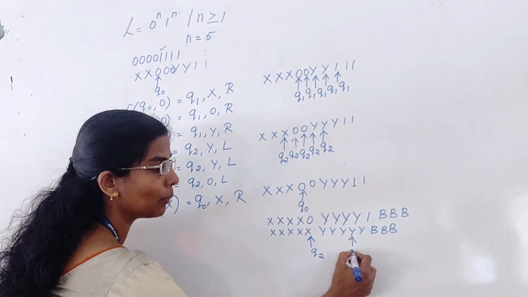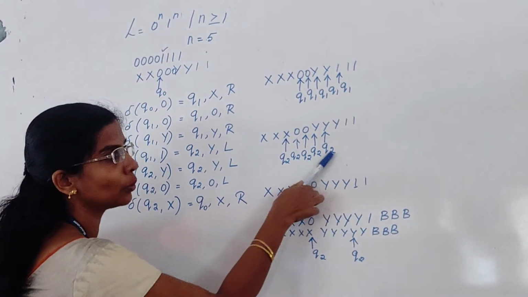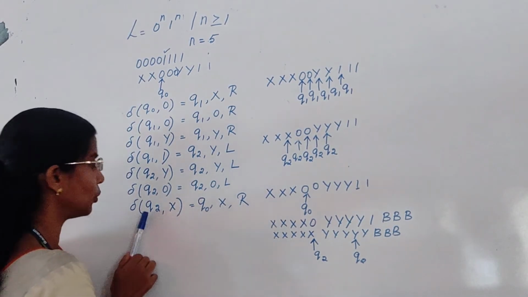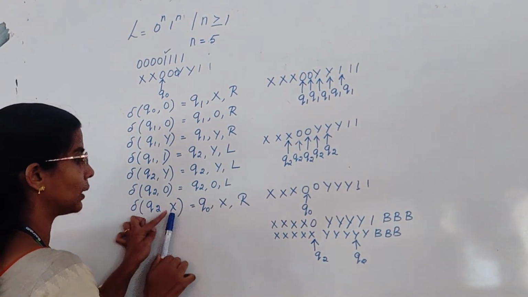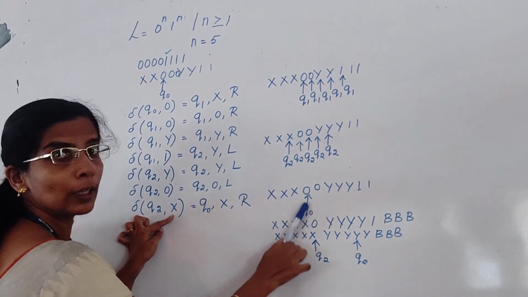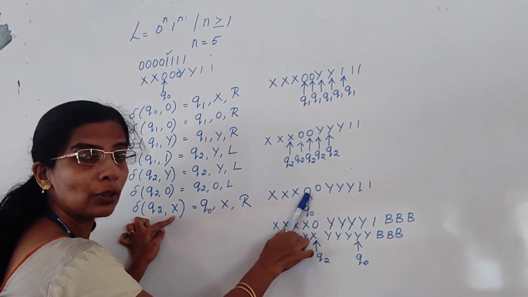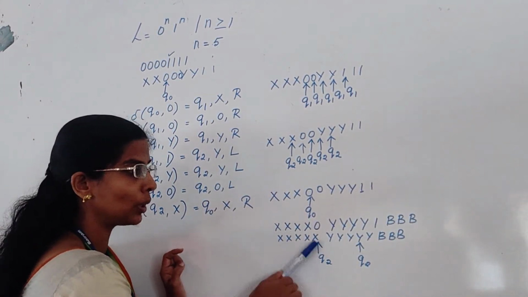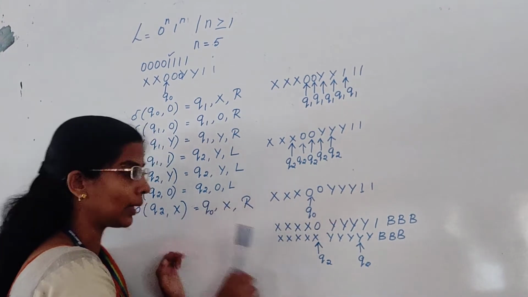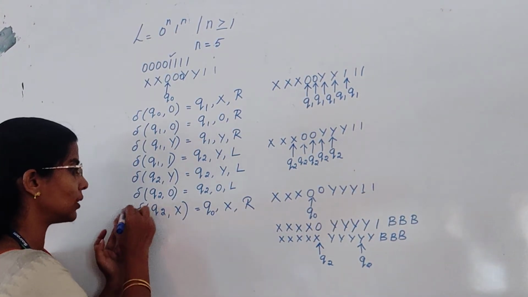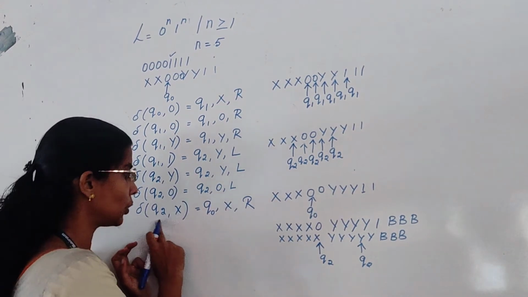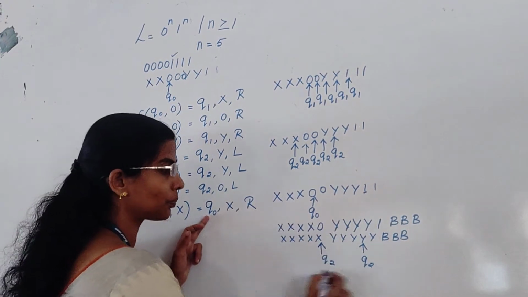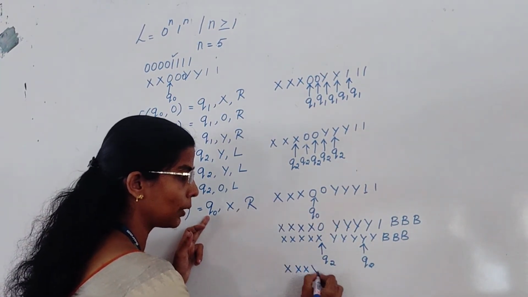With Q2 only, I am traveling towards the left. When I reach x, I will take Q2 comma x. X remains the same, just move right. You will be pointed at your 0, and you have to make a state change to Q0. Now Q2 comma x: when you take Q2 comma x, this is the transition. What you have to do with this transition is make a state change, that is Q0.